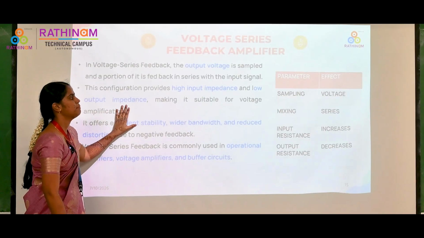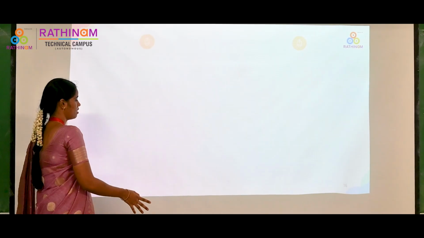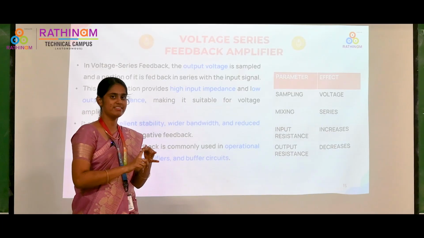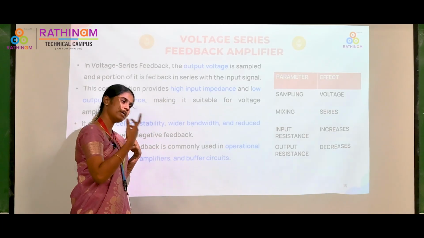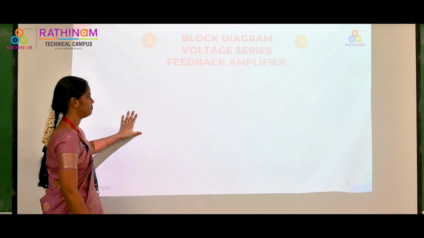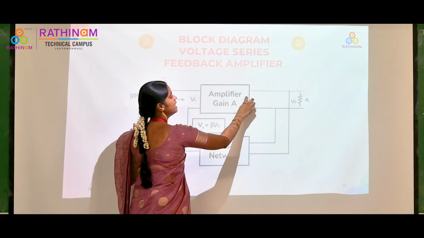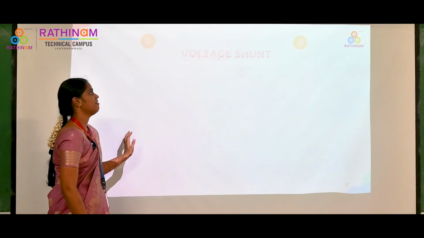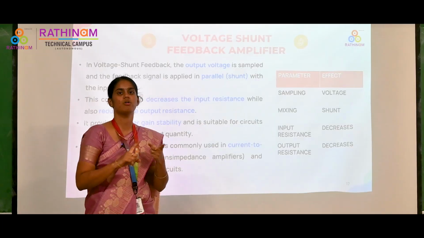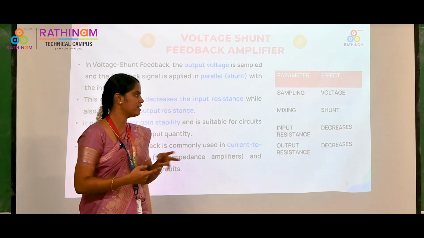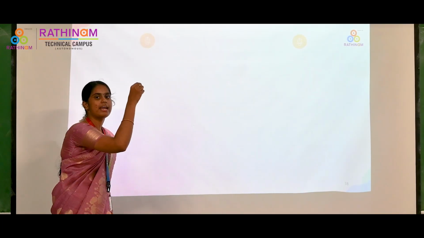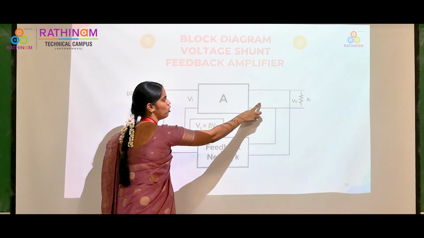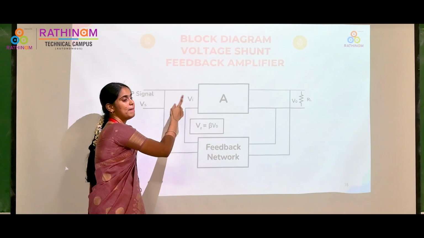So voltage series feedback, the output is fed back. Here the voltage is sampled and the feedback is given to the input in a series manner. This is the block diagram. Here the output voltage is sampled and given back in series connection. Whereas in voltage shunt, the sampled quantity is also voltage, and the difference from series is that we are applying the feedback parallel to the input. So here the output voltage is sampled and applied to the input in a parallel manner.